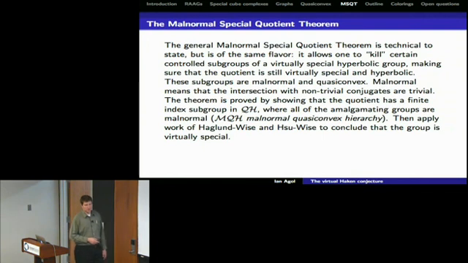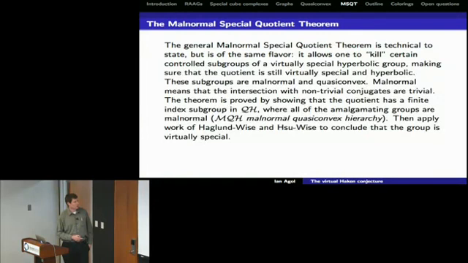It turns out to be good in this context. That's what goes wrong in the Burger-Mozes examples: they are an amalgamated product, but the group that they're amalgamating along is far from being malnormal. And that's what makes those groups simple in some sense.